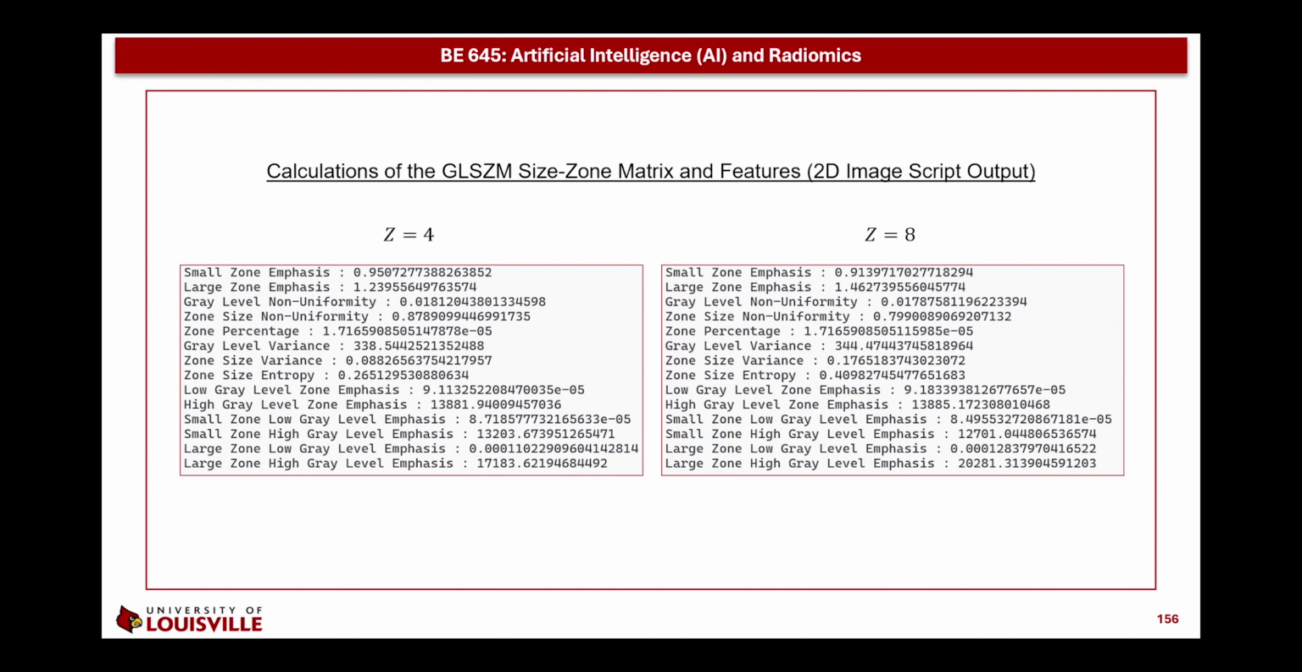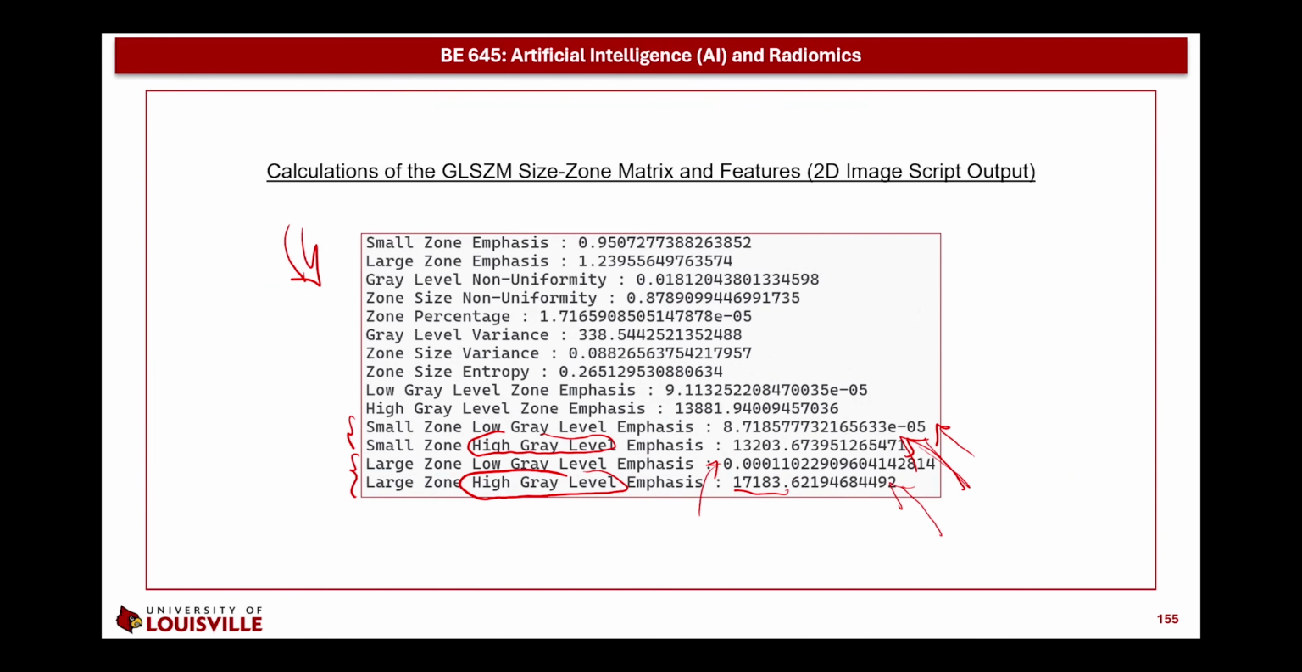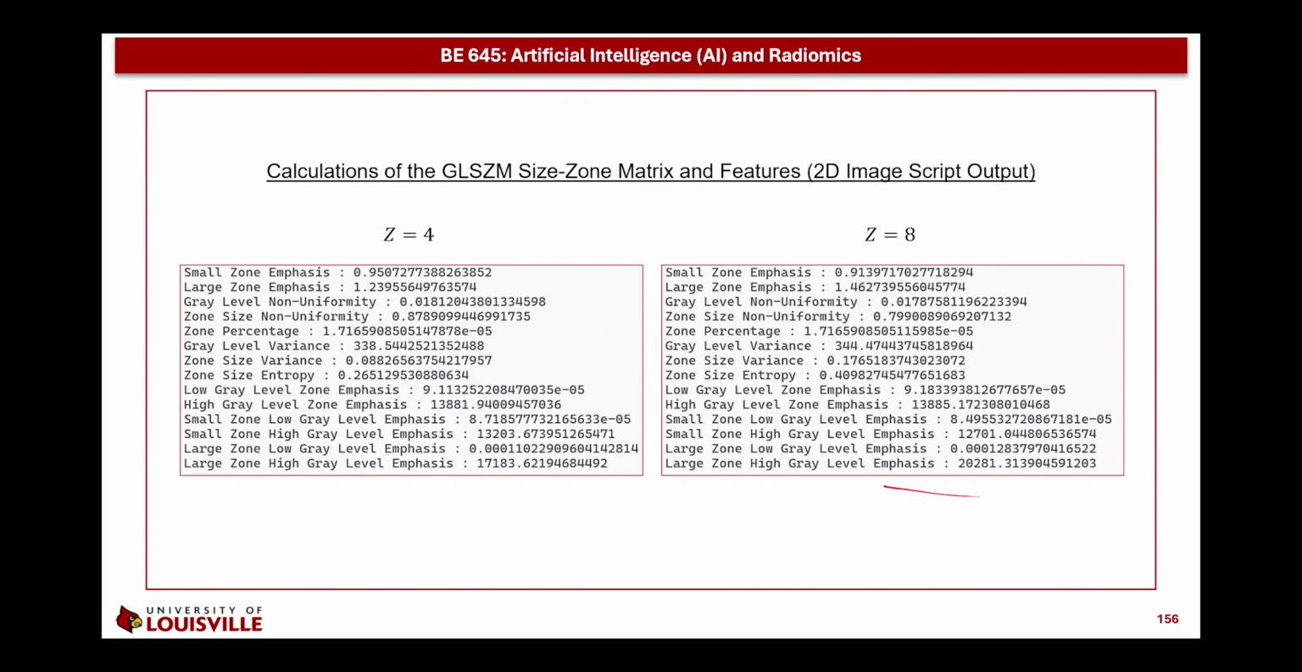You can also change between 4 connections and 8 connections. In our example, we used 4 connections, and here 8 connections. The value is incremented from 17K to 20K, and here decremented from 13K to 12K, which also can reflect that some of the small zones went to be large zones.